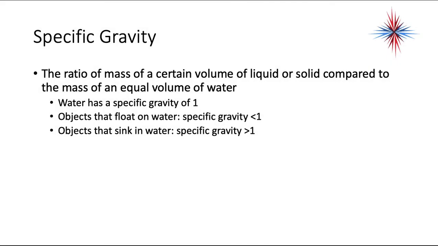Specific gravity is the ratio of a mass of a certain volume of liquid or solid compared to the mass of an equal volume of water. Water has a specific gravity of 1. Objects that float on water have a specific gravity of less than 1. Objects that sink in water have a specific gravity of greater than 1.